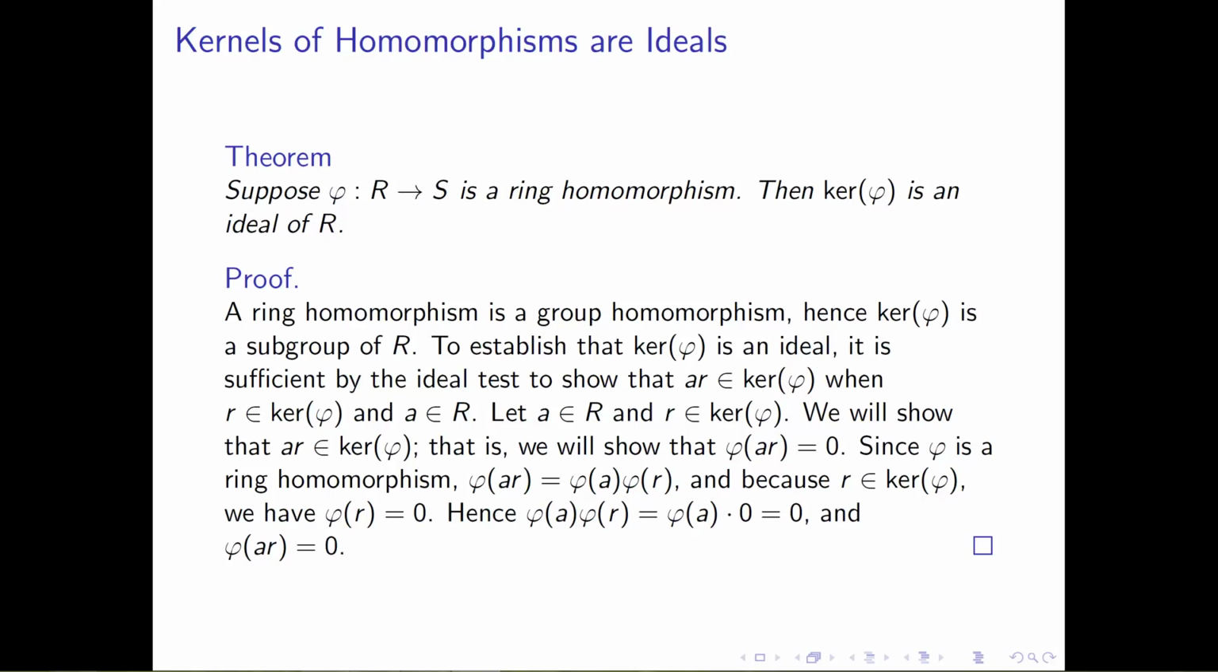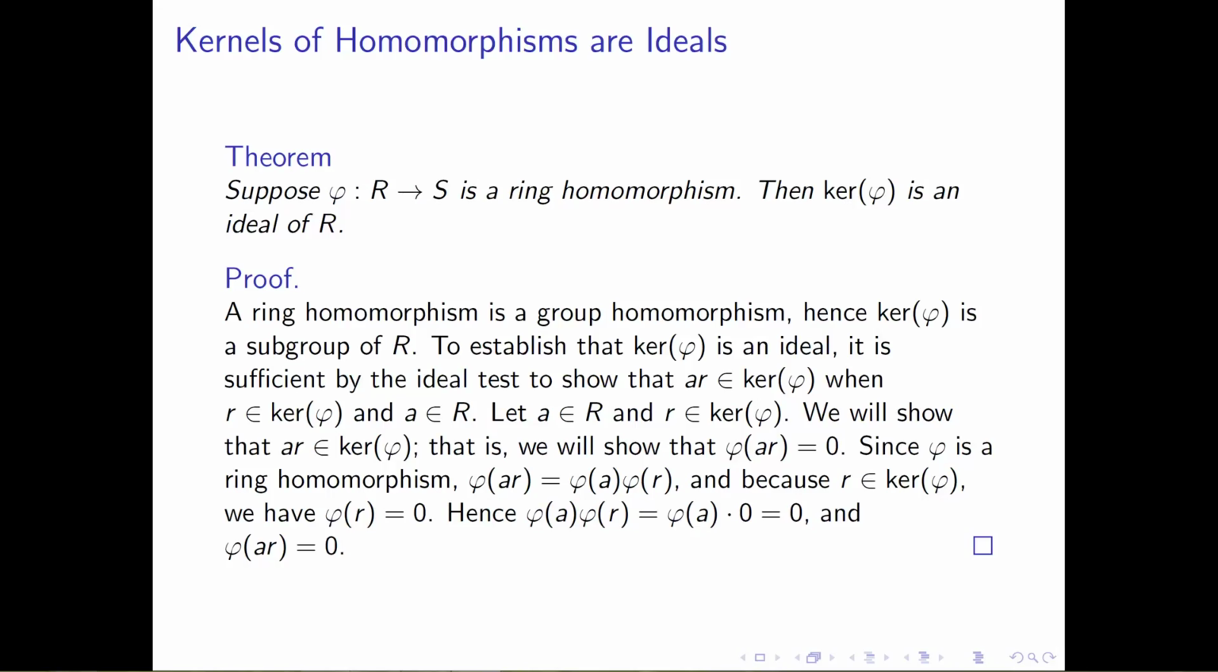To do this, we're going to use the fact that we have a ring homomorphism here. We want to show that phi of a times r is equal to 0, so let's start with phi of a times r, and let's rewrite it as phi of a times phi of r, which we're at liberty to do because phi is a ring homomorphism. So we know that that multiplication can be done after we map into the ring S. So phi of a times r is phi of a times phi of r.